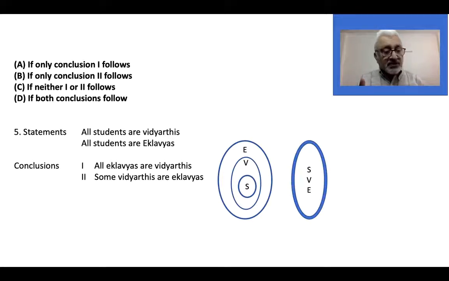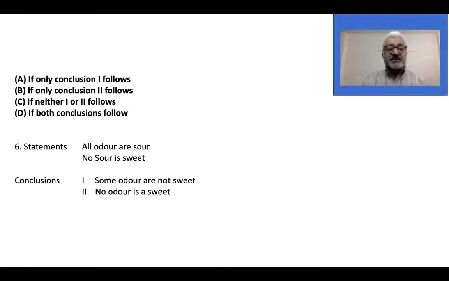And please also understand that this is also a representation of all students are Vidyarthis and all students are Eklavyas. Alright, so we could have this also. In this case, all Eklavyas are Vidyarthis is true, but in this case it is not true. Therefore, first cannot be confirmed, but the second one can be confirmed. Some Vidyarthis are Eklavyas. This can be confirmed. Therefore, the answer is B. Alright, moving on. Question number 6.